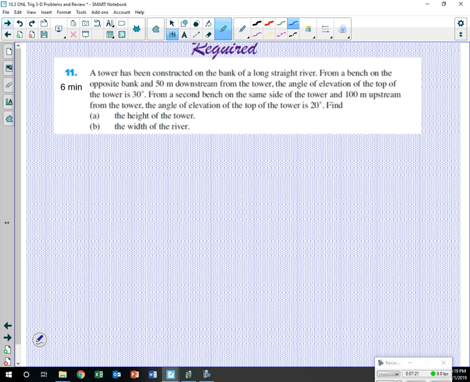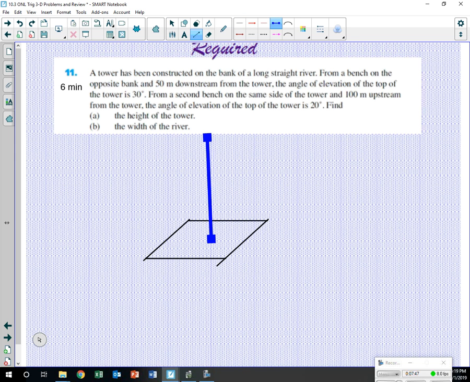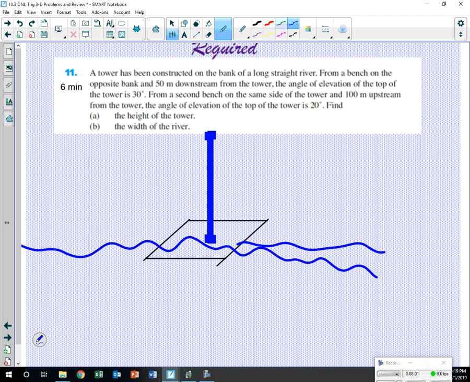So what we'll do first is we'll make our little parallelogram, like I mentioned. There we go. And then here's the pole going up like this, the tower. I like to put two of these so it looks like a tower. And then it says we're on the banks of a river. There's my river.